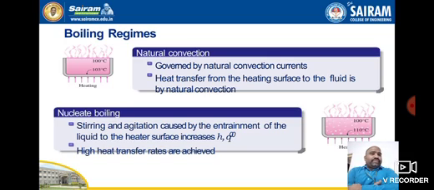One is natural convection. It is governed by convection currents, and heat is transferred from the heating surface to the fluid by natural convection. In the case of nucleate boiling, the stirring and agitation caused by the entrainment of the liquid at the heater surface increases the heat transfer coefficient and heat flux. So high heat transfer rates are achieved in nucleate boiling.